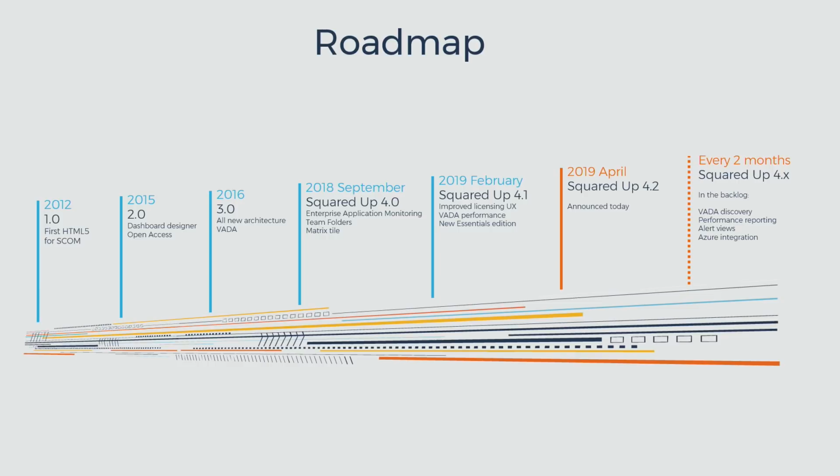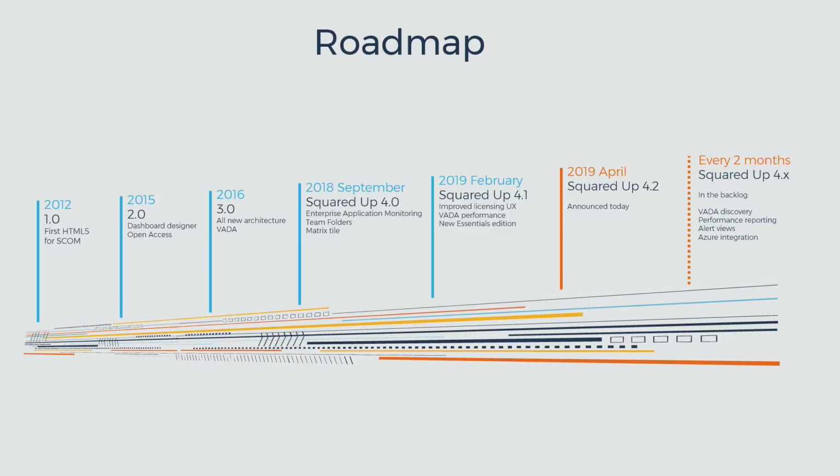We do have some really nice features coming. I can't wait to be talking about these in future webinars: improvements to Vader discovery, really looking at our performance reporting, looking at alert views within Squared Up, and of course a lot of work going on around Azure integration. So plenty more to talk about later on this year. So hopefully this will be, again, the second release of many feature releases you'll see from Squared Up in 2019.